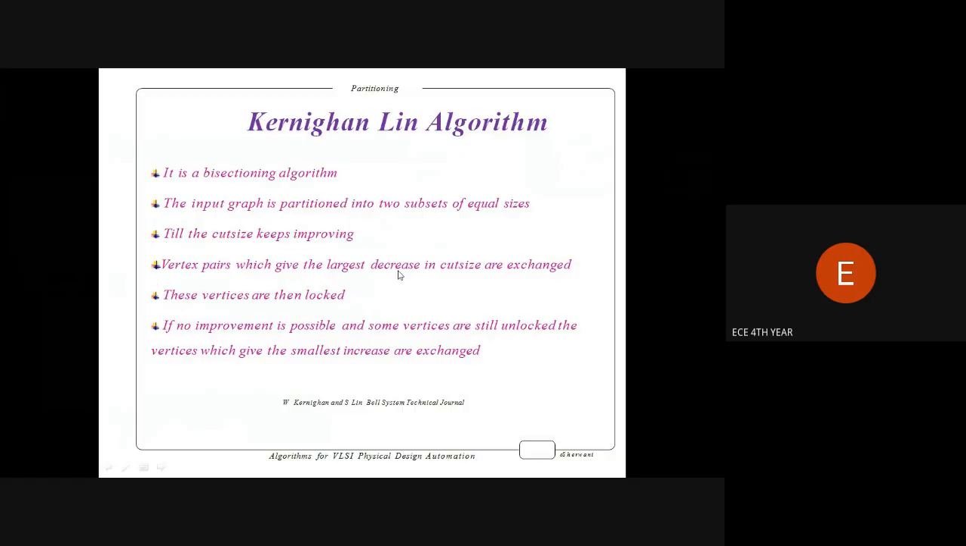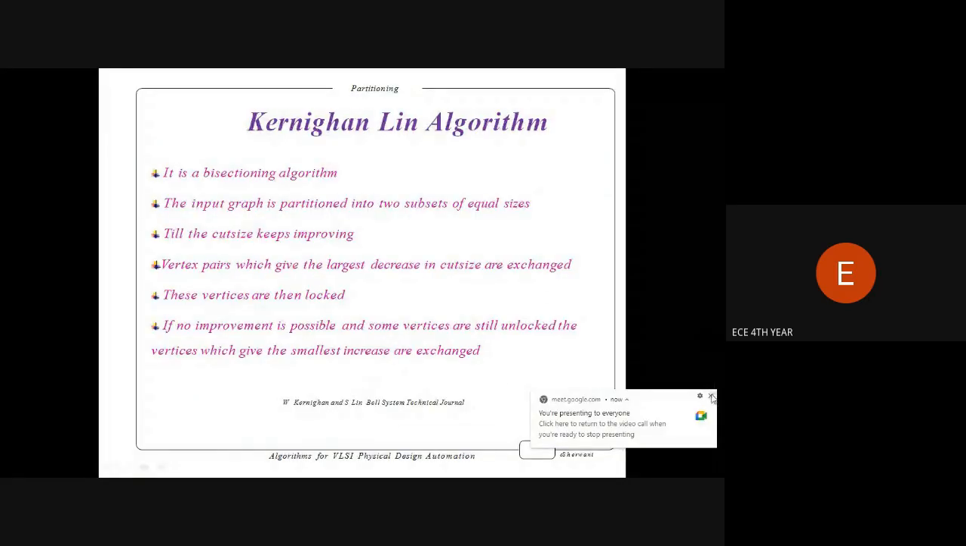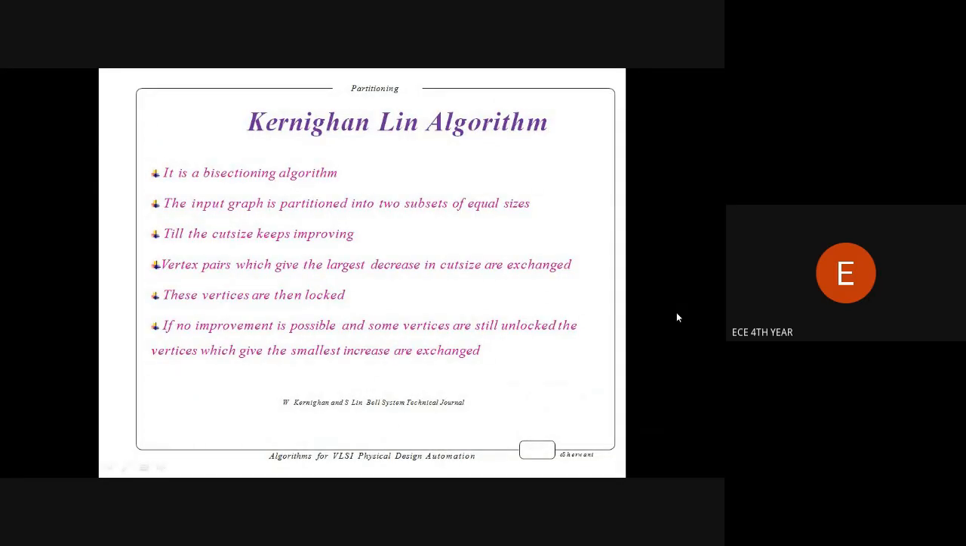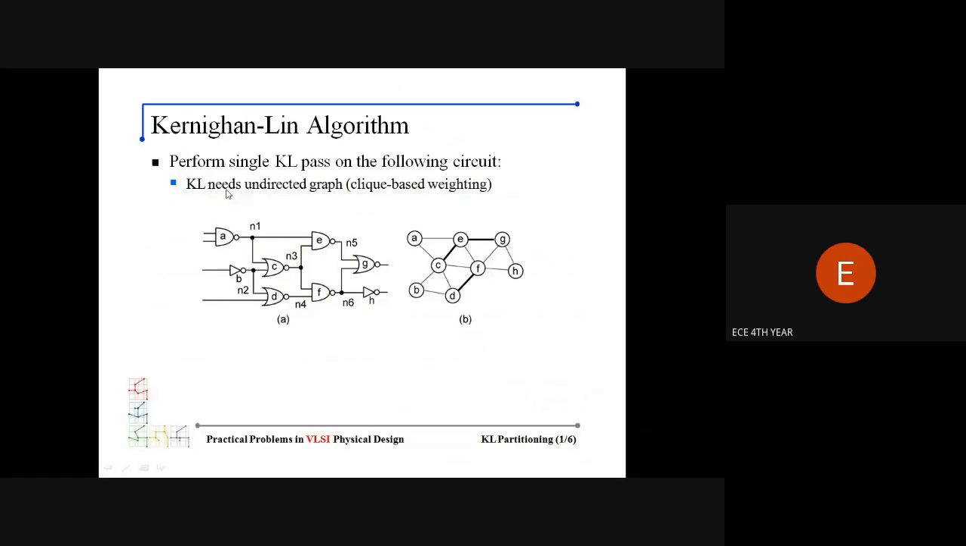And the vertex pair which gives the largest decrease in cut size is exchanged. These vertices are then locked. When a vertex is exchanged once, it will then be locked. So just see, this is the algorithm, and today I will discuss the example.